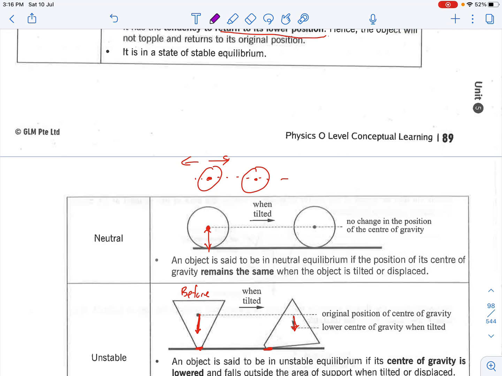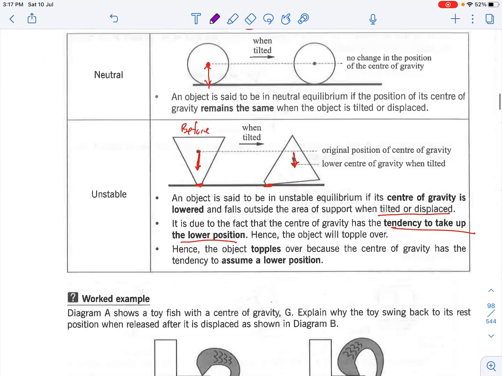Stable means that I change my position and then return back to the original position. Unstable is I change my position and I will move into a new position because my previous position was unstable. Neutral is regardless of how much I change position, it will always create a new position with the center of gravity being intact at that point.